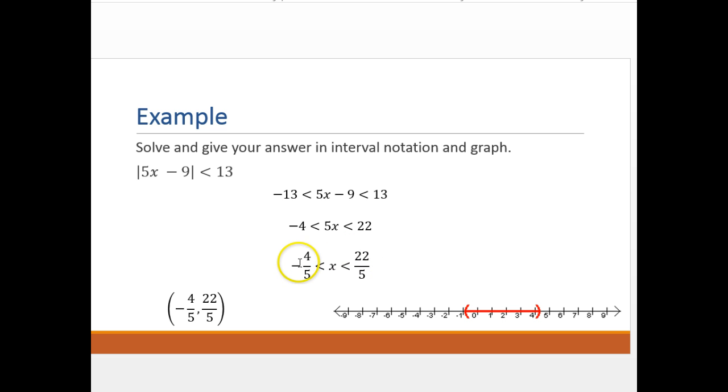These are my two endpoints of my interval. So my interval is from negative 4 fifths to 22 fifths, open parentheses on both sides. Here's the corresponding graph of these. Notice the open interval is shown on the graph as well.